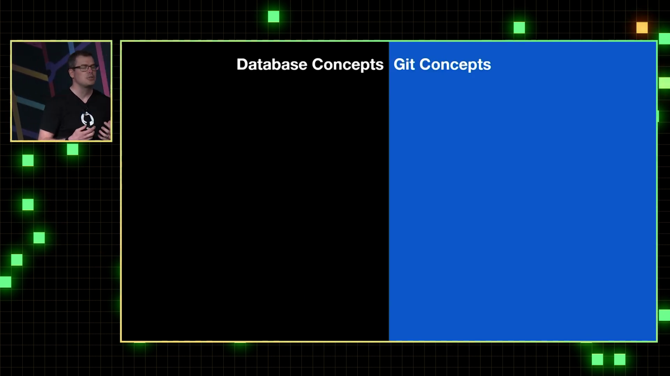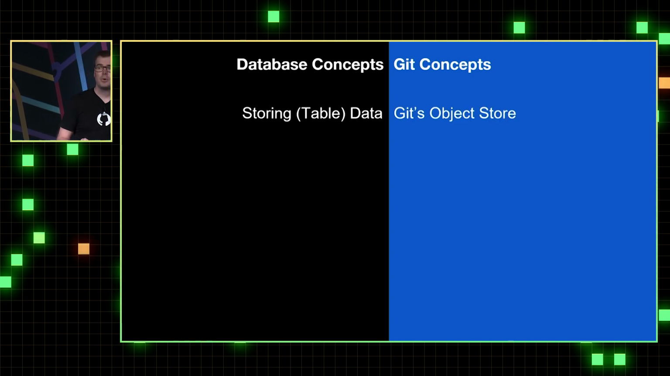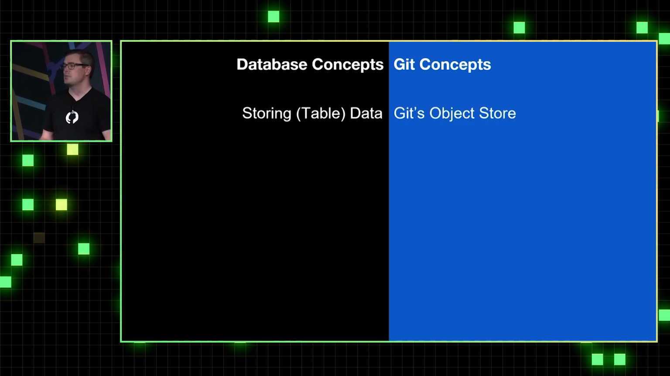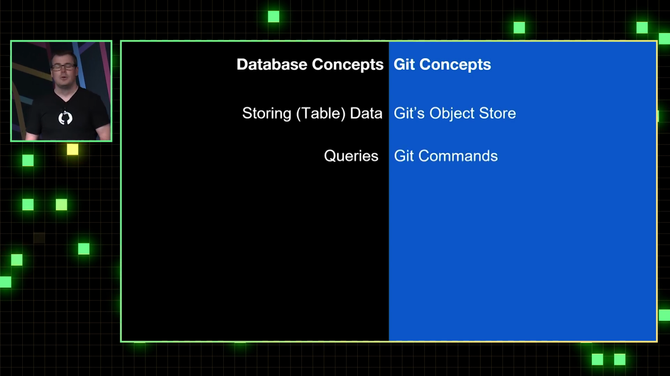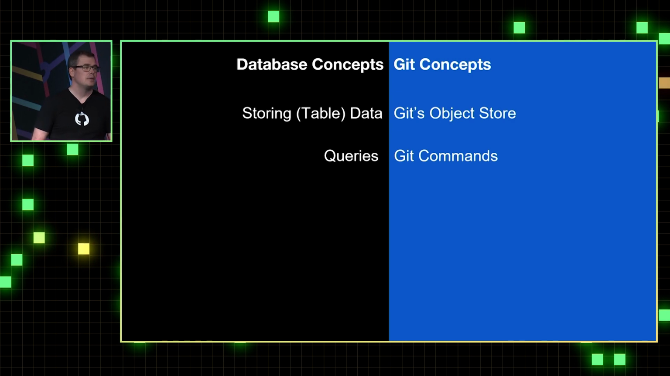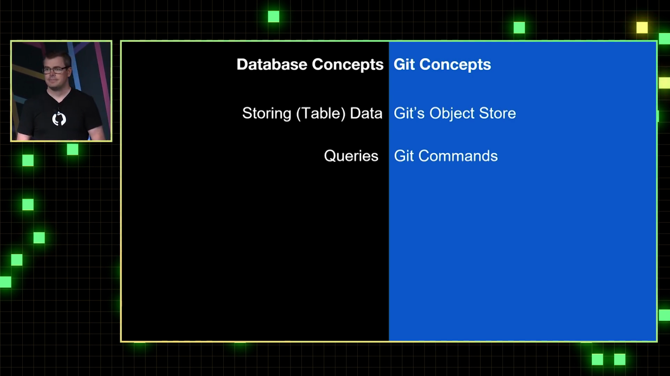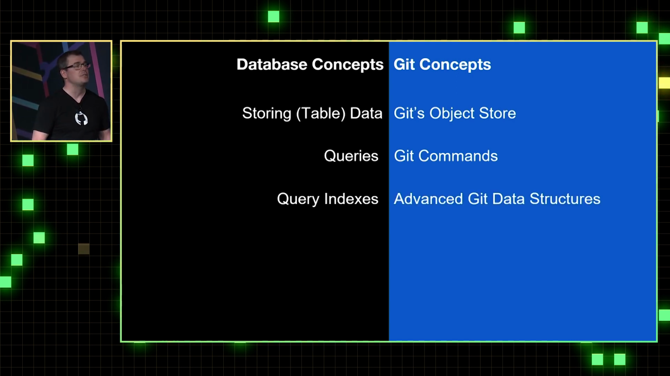So here's my personal pairing of concepts from application databases and how they pair with Git concepts. At their core, application databases store tables of data. Git stores objects in its object store. In order to access or manipulate data, databases have query languages. Git's query language is its command line interface. In order to execute those queries efficiently, application databases have very advanced query indexes. Git has advanced data structures that really accelerate your Git commands.